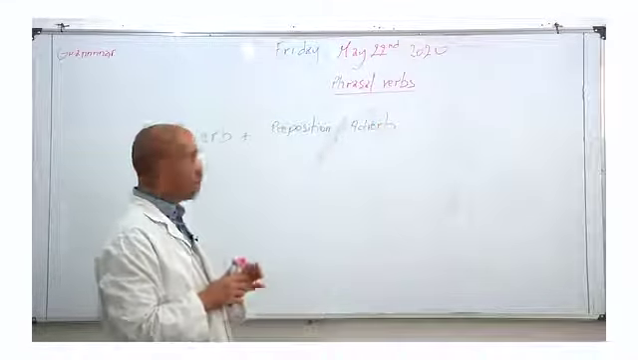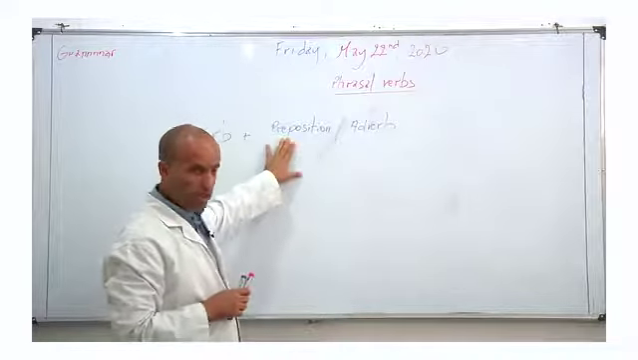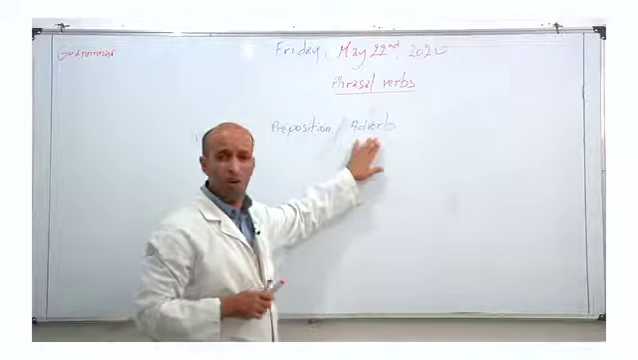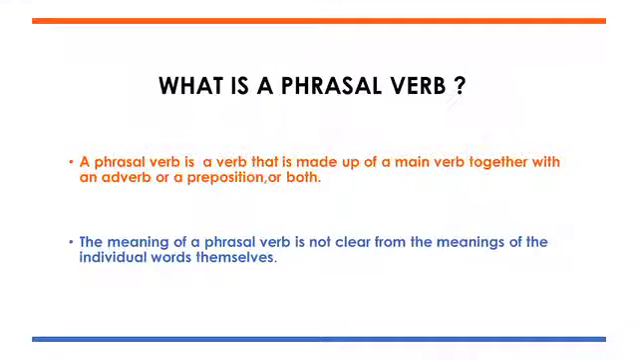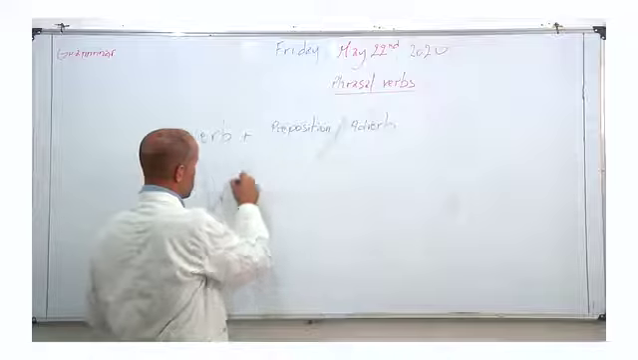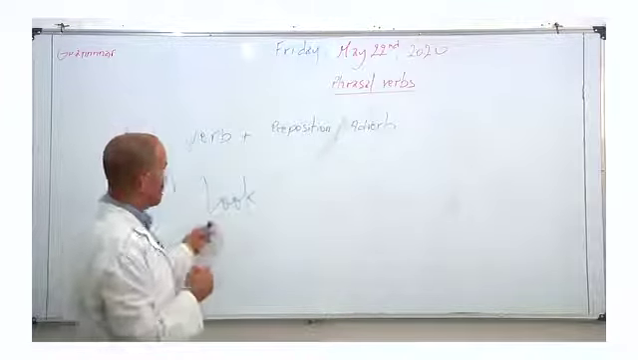A phrasal verb is a verb that is made up of a preposition or an adverb or both. The meaning of a phrasal verb is not clear from the meanings of the individual words themselves. For example, let's take the verb to look. This is the main verb.